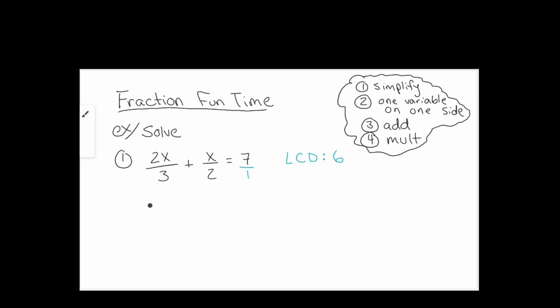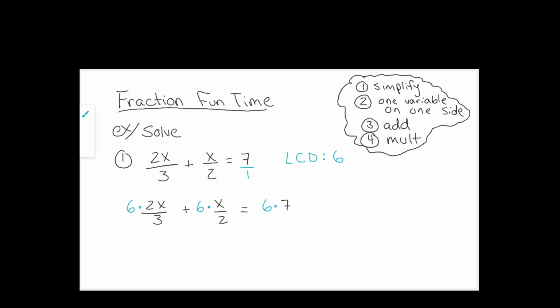So I like to rewrite my problem, especially if this is my first rodeo with it. And I leave a lot of space here. This is not me just writing obnoxiously large. And I say everyone gets multiplied by 6. So you get a 6. You get a 6. You get a 6. Everything gets multiplied by 6, my LCD.